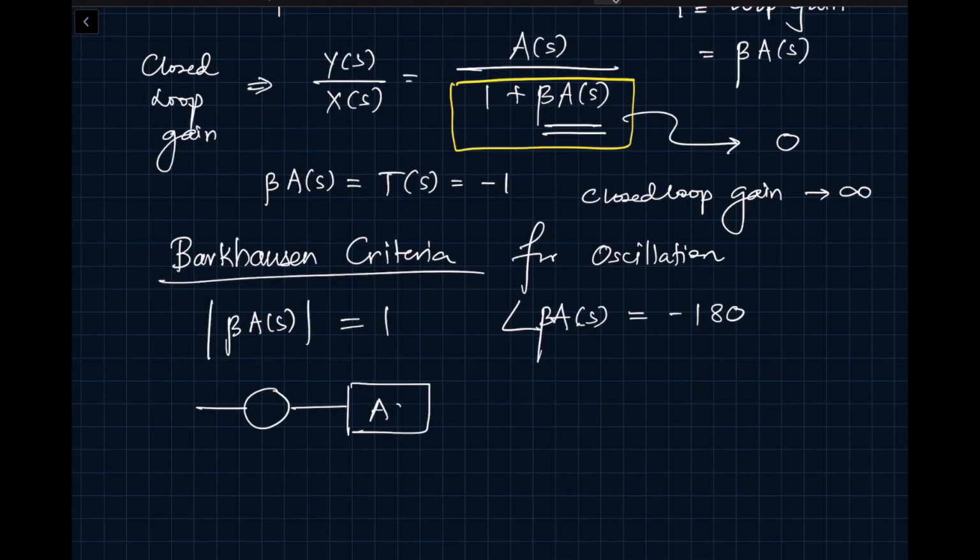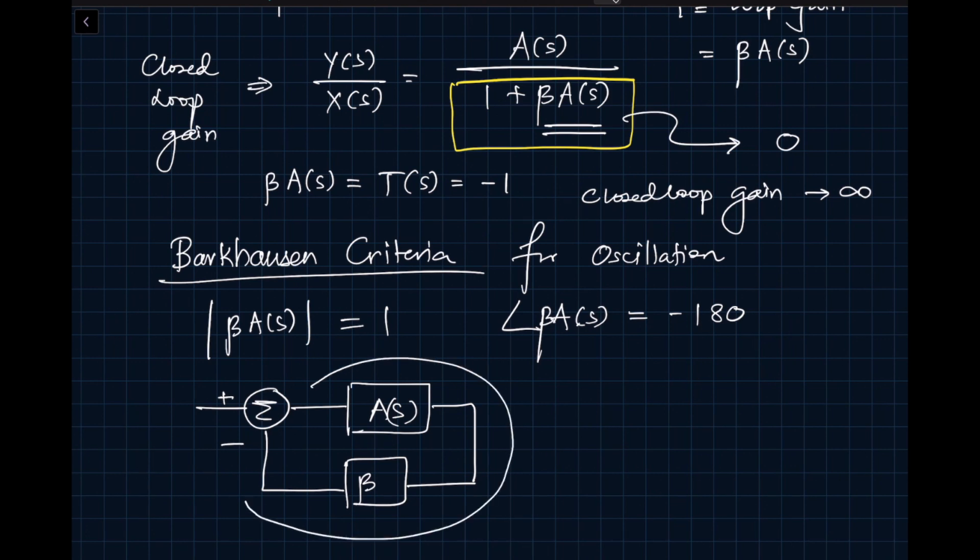A(s) and beta in the feedback plus minus summation: if A(s) times beta has a phase shift of 180 degrees, which is what is indicated by this, then there is a total 360 degree phase shift around the loop. The rest of the 180 degrees comes in because of this subtraction over here. And then the signal will add constructively around the loop, causing oscillations.